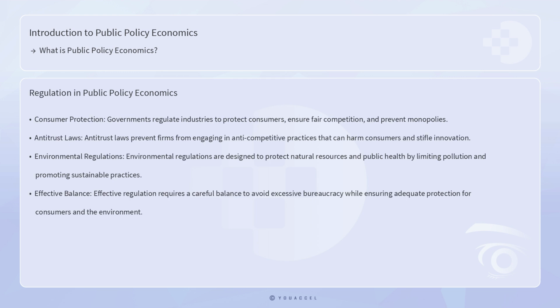Regulation is also a key component of public policy economics. Governments regulate industries to protect consumers, ensure fair competition, and prevent monopolies. For instance, antitrust laws prevent firms from engaging in anti-competitive practices that can harm consumers and stifle innovation. Environmental regulations are designed to protect natural resources and public health by limiting pollution and promoting sustainable practices. Effective regulation requires a careful balance to avoid excessive bureaucracy that can stifle economic activity while ensuring adequate protection for consumers and the environment.